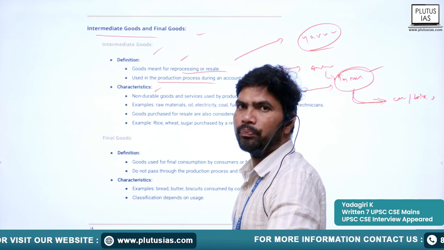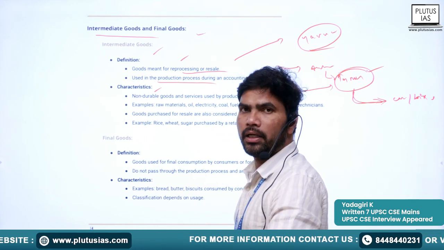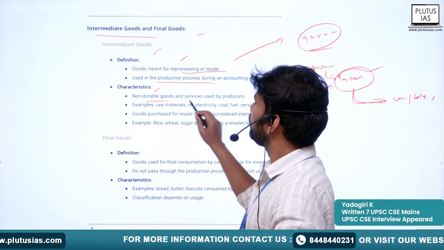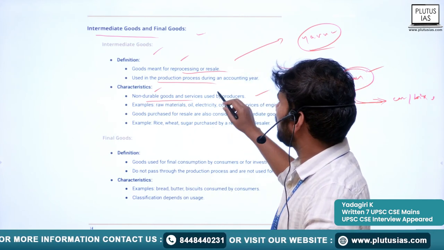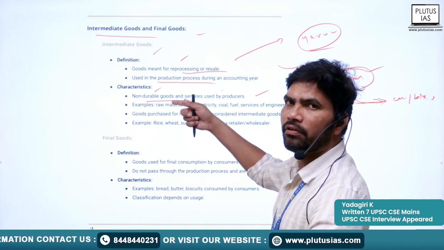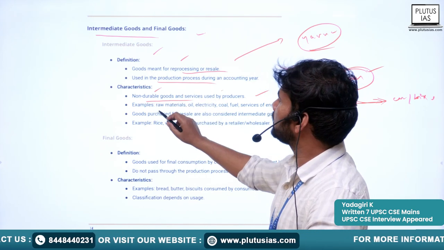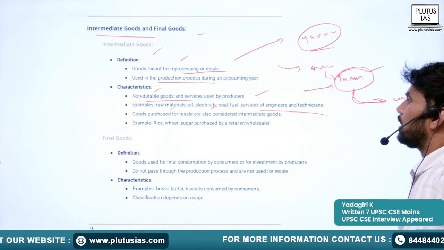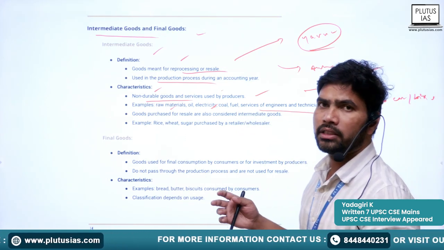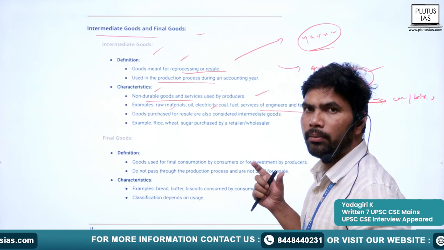Characteristics, if you see, intermediate goods are non-durable goods and services used by producers. These will also come under the definition of intermediate goods. Examples include raw materials, oil and electricity, coal, fuel, etc. All these are considered as intermediate goods.